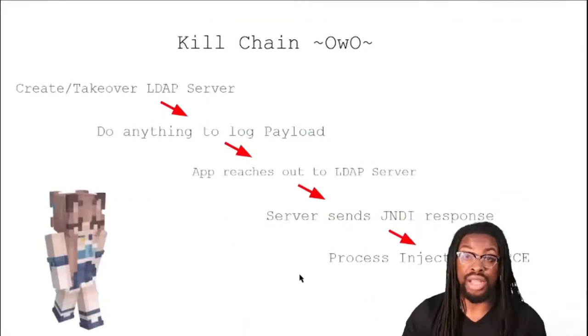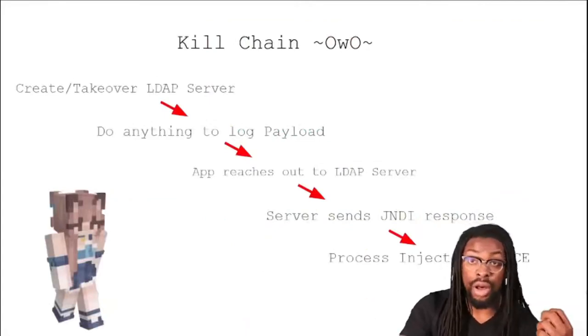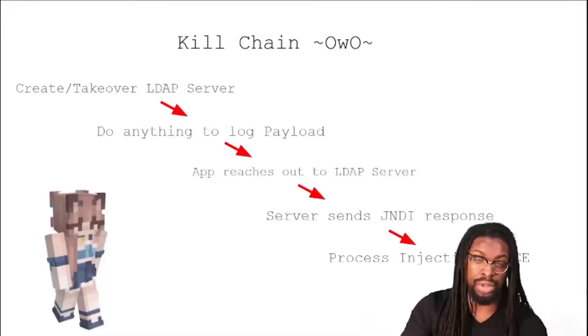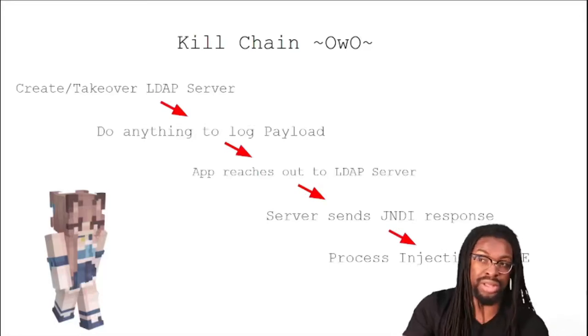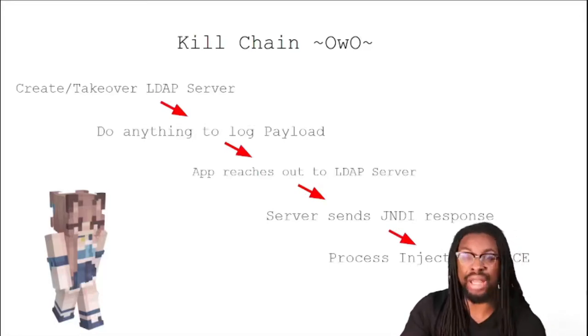Now we go on to the kill chain, and this is for Log4Shell specifically. You either spin up your own local LDAP server or you take over someone else's, then you do anything within the context of the app that will cause it to log.